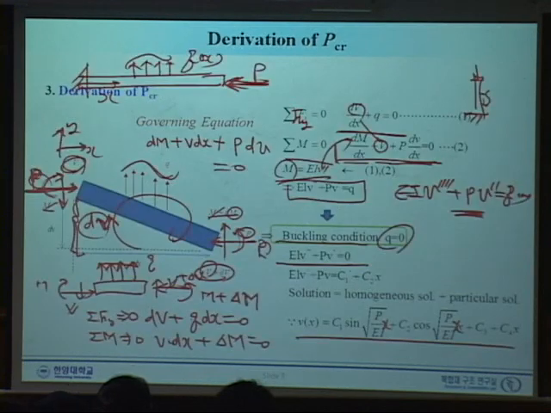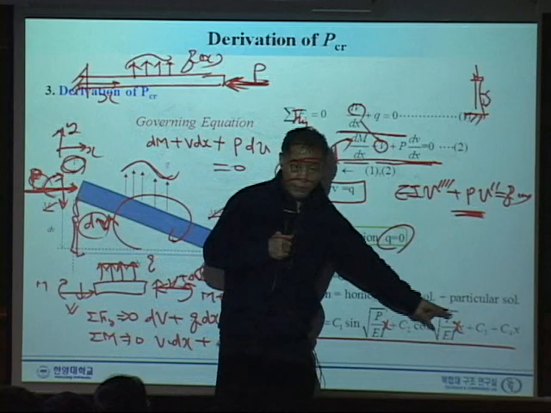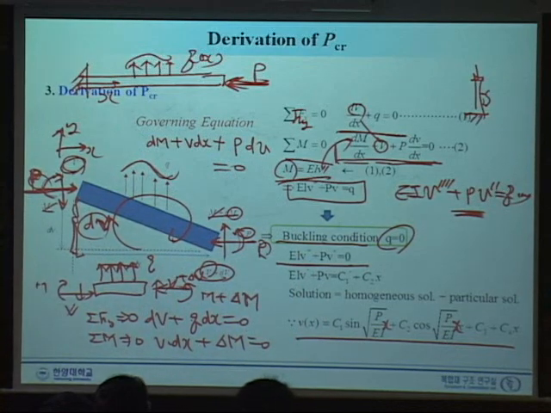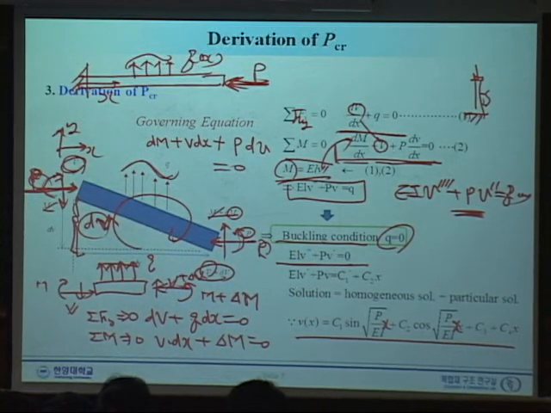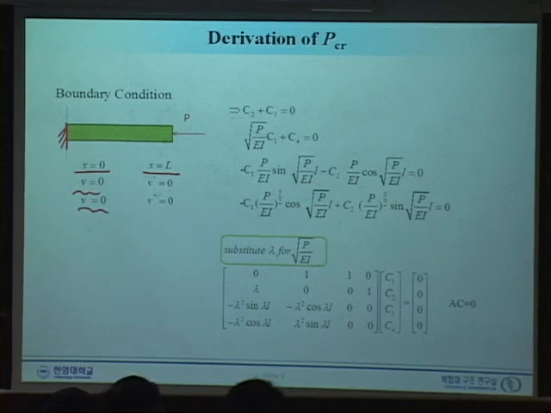Again, even for this equation, how many integration constants do we have? We have 1, 2, 3, 4, right? How many boundary conditions do we need? Four boundary conditions. We still need four boundary conditions. For instance, this is the clamped end, and this is the free end. What are the boundary conditions? At x equals 0, we simply have deflection equal to 0 and slope equal to 0. And at the right-hand side, x equals L, moment is 0 and shear force is 0.